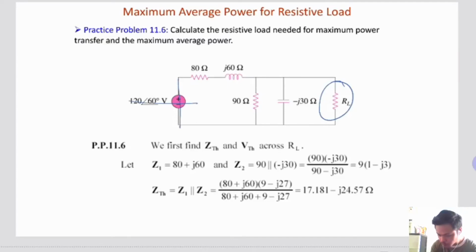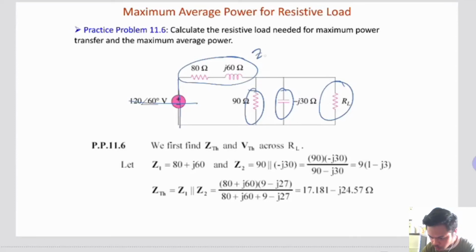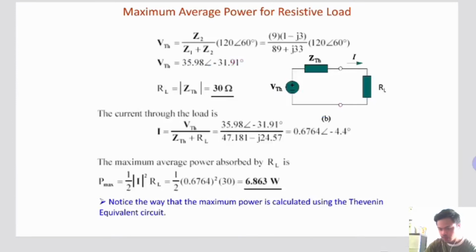We have this element in parallel with these two elements. So we have now the ZTH, which is equivalent to the parallel of Z1, Z2, and Z3. So ZTH now is 17.181 minus j24.57 ohms.